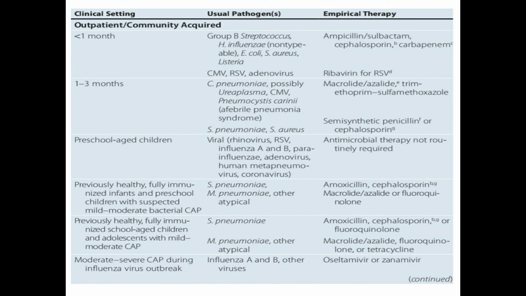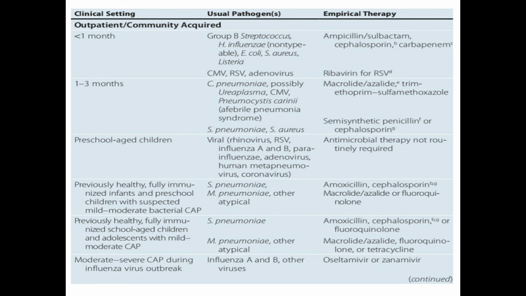So previously healthy, fully immunized infants and preschool children with suspected mild to moderate bacterial CAP, community acquired pneumonia, we can manage with amoxicillin, cephalosporin, macrolide or azalide or fluoroquinolone. In case of previously healthy, fully immunized school-aged children and adolescents with mild to moderate CAP, if the causative organism is Streptococcus pneumoniae, we can treat with amoxicillin, cephalosporin or fluoroquinolones. Whereas for organisms such as Mycoplasma pneumoniae and other atypical organisms, we can manage with macrolide or azalide, fluoroquinolone or tetracycline.